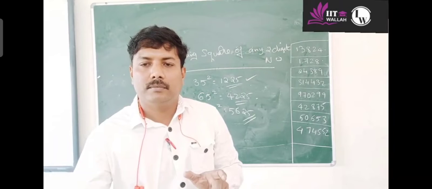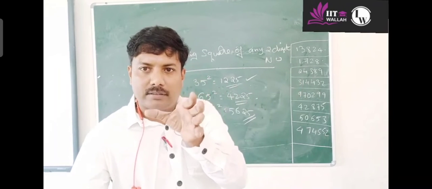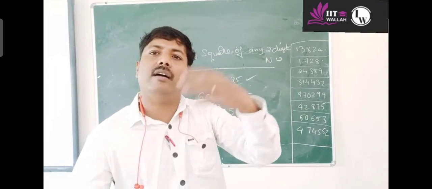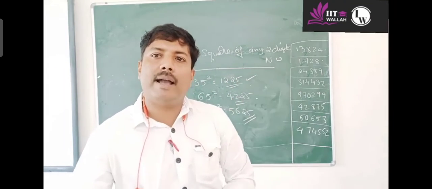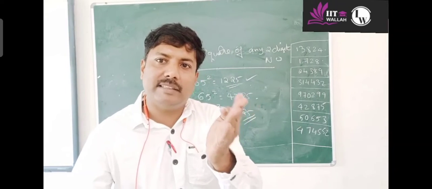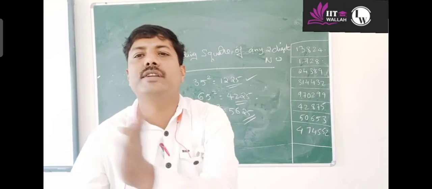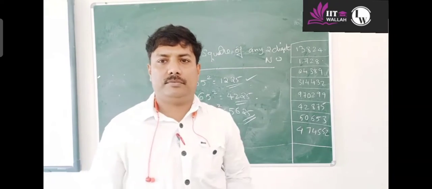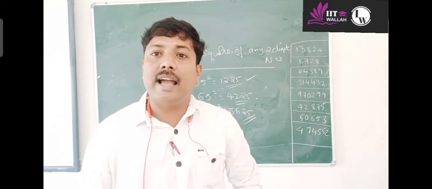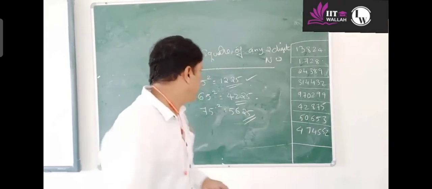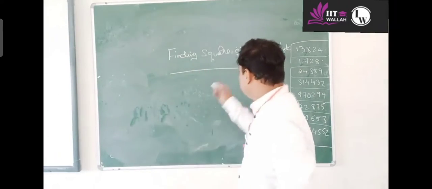Understood? So any 2 digit or 3 digit number, if it is ending with 5, to find the square of that, what do we need to do? We need to multiply the tens place digit with its successor. And after that you write 25. Everywhere 25, 25. Then you will get the square of that number which is ending with 5.